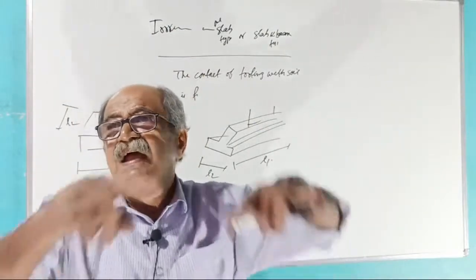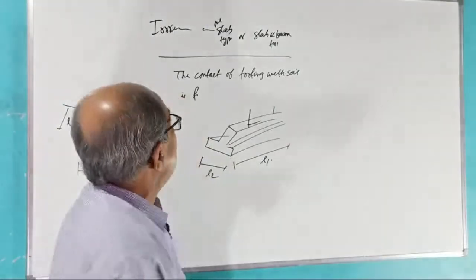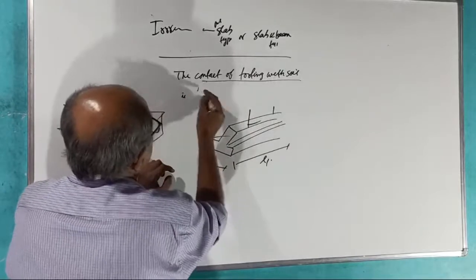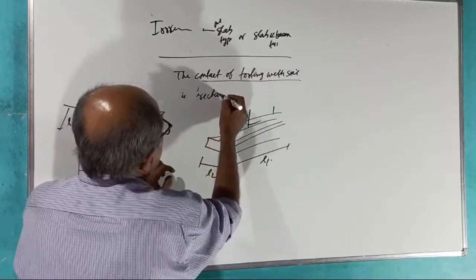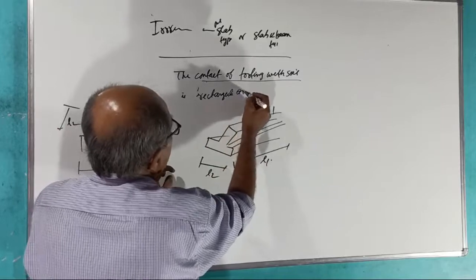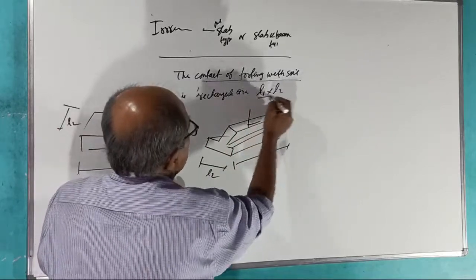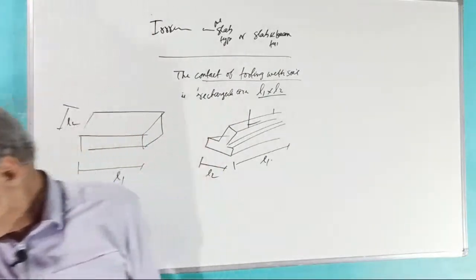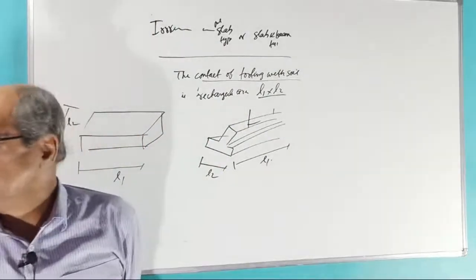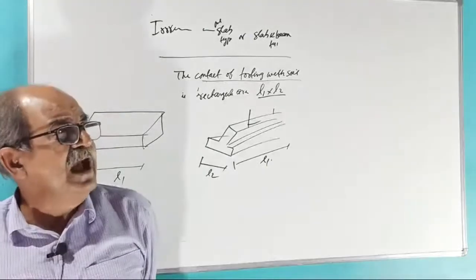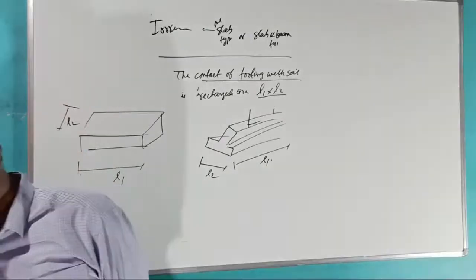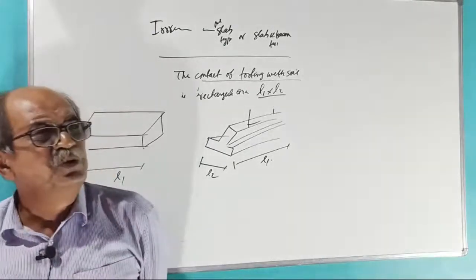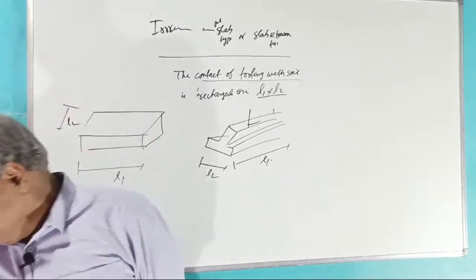You are seeing a rectangular contact area, contact of footing with soil is what? A rectangular area L1 into L2. Yes or no? Rectangular area L1 by L2. Just tell yes or no. Rectangular area L1 by L2. Fast. You cannot make out beam type or slab type there.